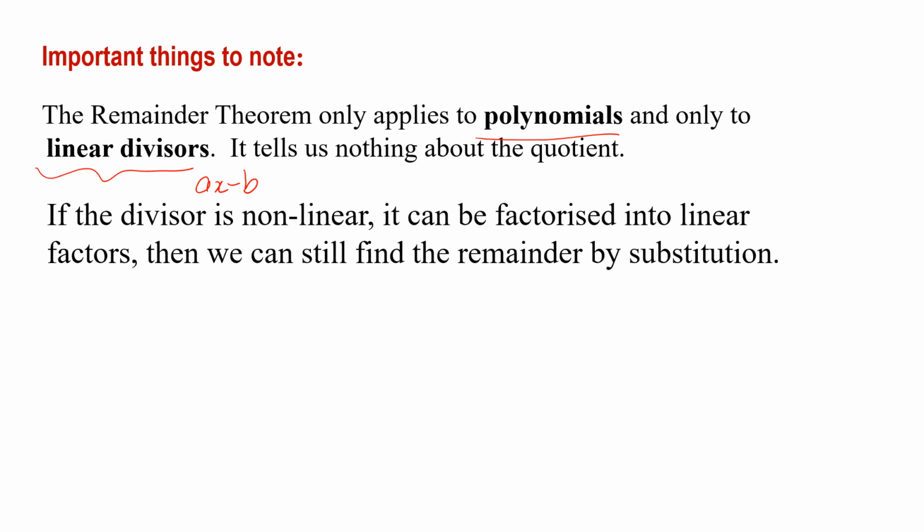The remainder theorem does not tell us what the quotient is. It's unlike long division, where you find the quotient and find the remainder. When you are using the remainder theorem, it's basically just helping you to find the remainder. That's all. You can't actually know exactly what the quotient is.